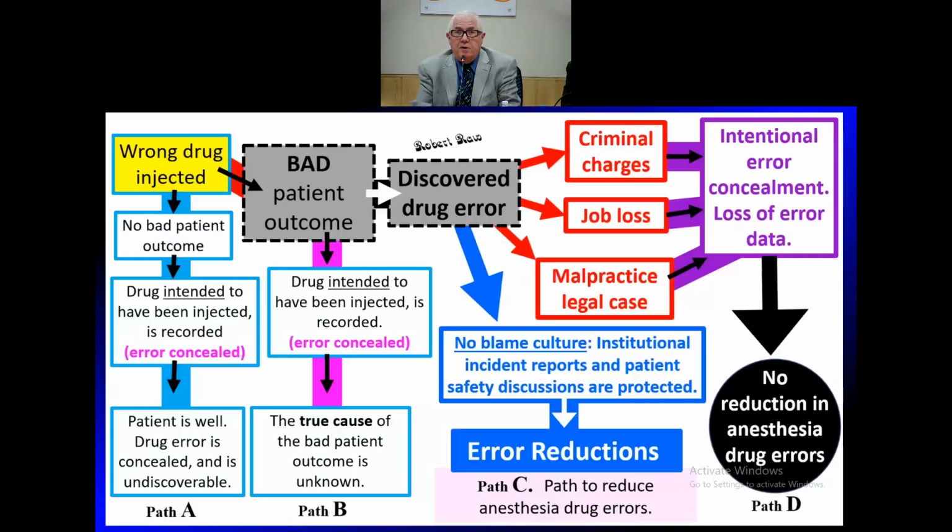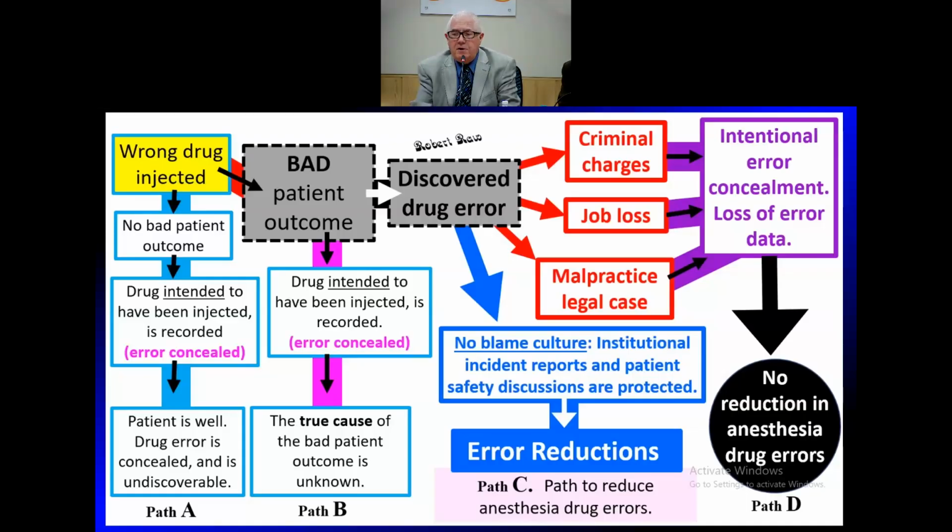The next possibility, moving back to the middle and the top of this diagram, is that the drug error can be discovered, usually by the anesthesiologist. Now, look to the right of that. He will fear facing criminal charges if the patient dies. He will fear being fired and job loss, with loss of income and the means to feed his children and his wife. He will fear being sued. And in the United States, if you get a malpractice award against you, you're very lucky if it's under $10 million. So there's a lot of motivation to intentionally conceal drug errors.